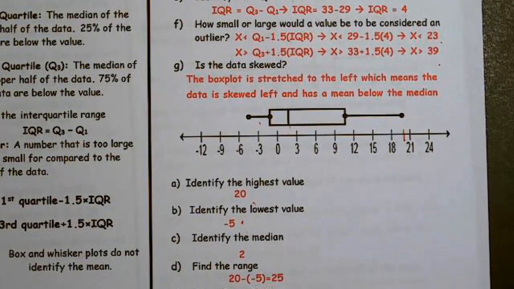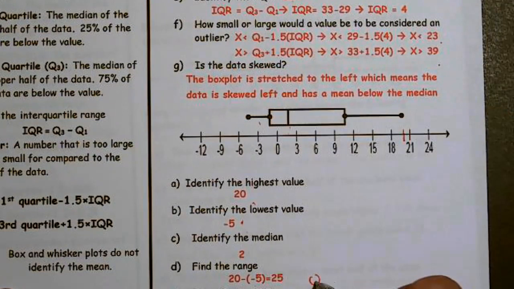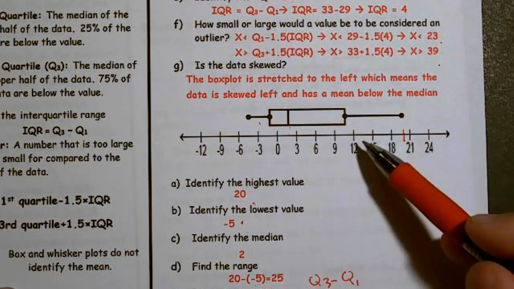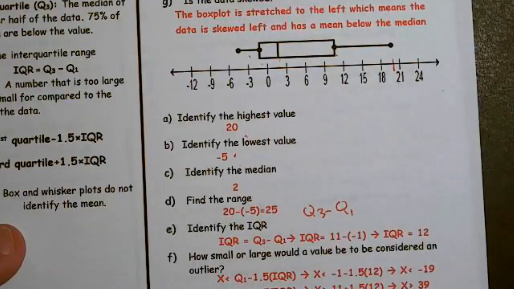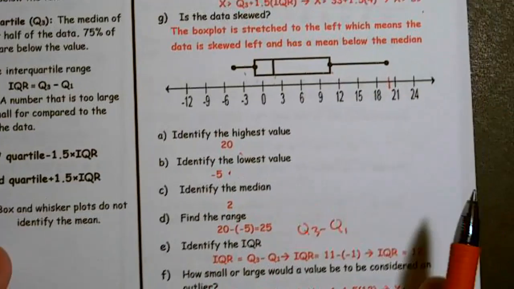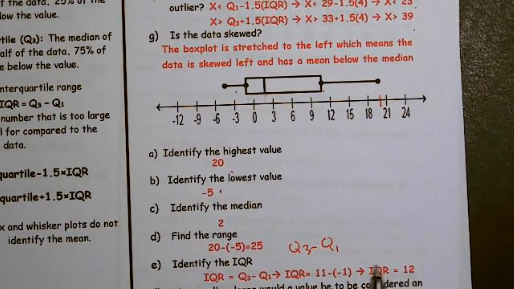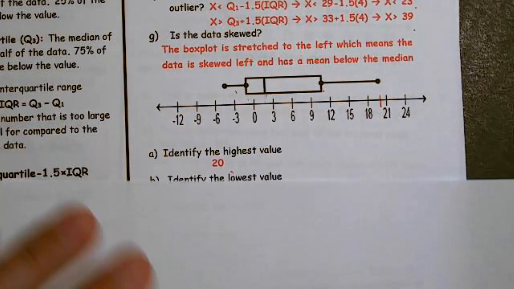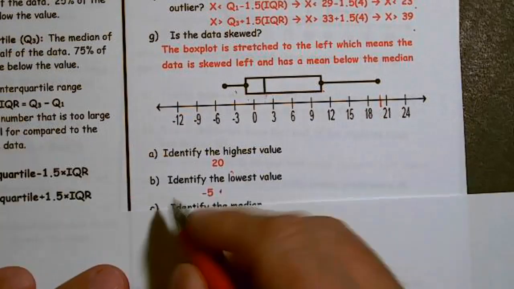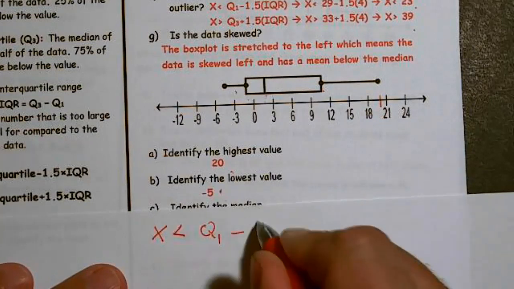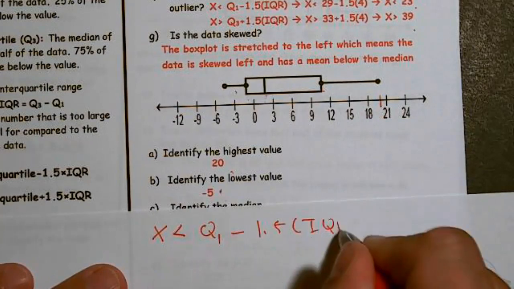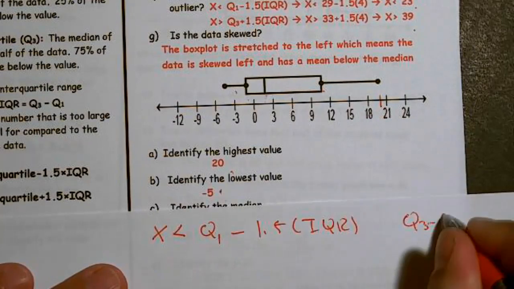Our IQR in this case is going to be Q3 minus Q1. Q3 is at about 11 and Q1 is about -1. So it looks like we're going to have 11 minus -1, which gives us an IQR of 12. So calculating outliers. How big or how small will a value have to be in order to be an outlier? Well, remember, X has to be less than Q1 minus 1.5 IQR. And remember, IQR is Q3 minus Q1.